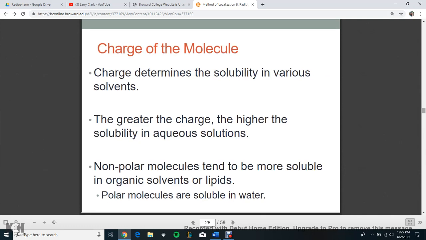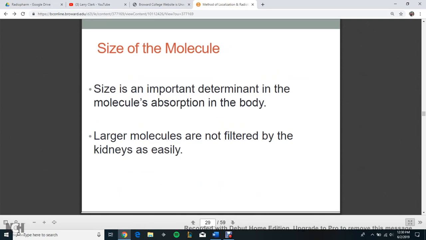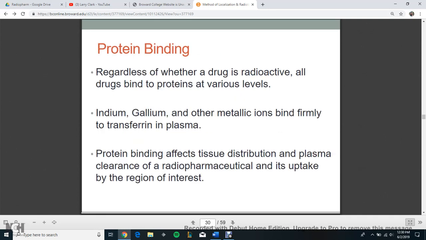Charge of the molecule. Charge determines the solubility in various solvents. The greater the charge, the higher the solubility in aqueous solutions. Nonpolar molecules tend to be more soluble in organic solvents or lipids. Polar molecules are soluble in water. The size of the molecule. Size is an important determinant in the molecule's absorption in the body. Larger molecules are not filtered by the kidneys as easily.